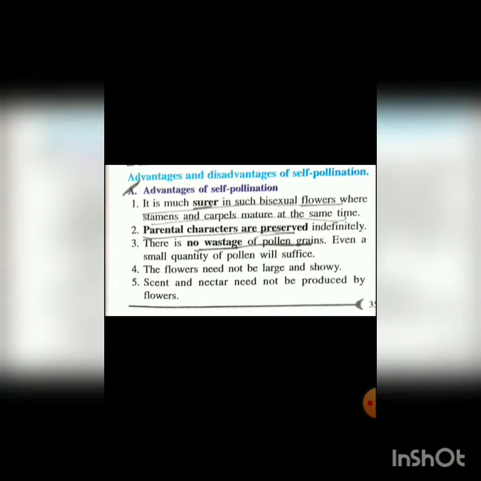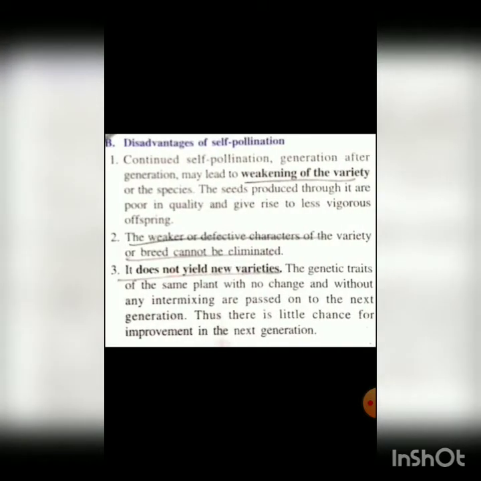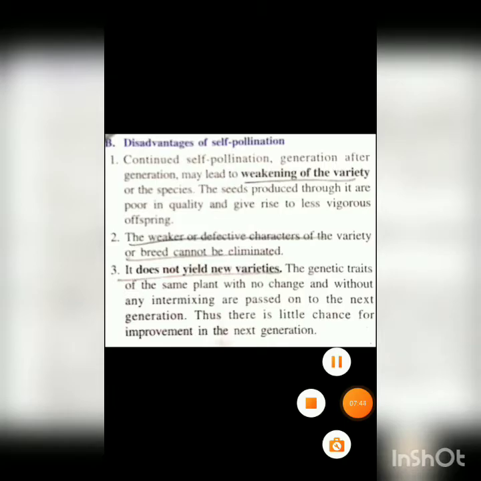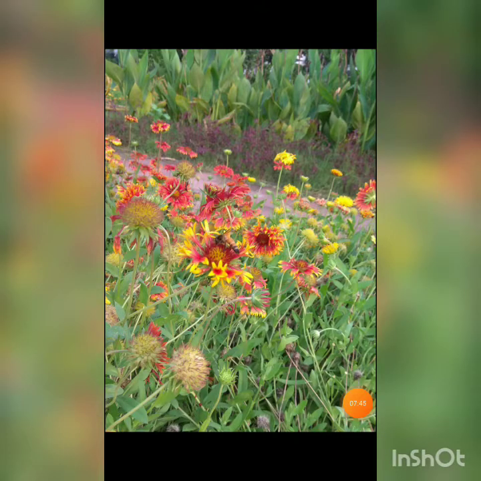And these advantages and disadvantages of self-pollination are given in your book. Learn all these points. Next is cross-pollination. Cross-pollination is also called allogamy or xenogamy.